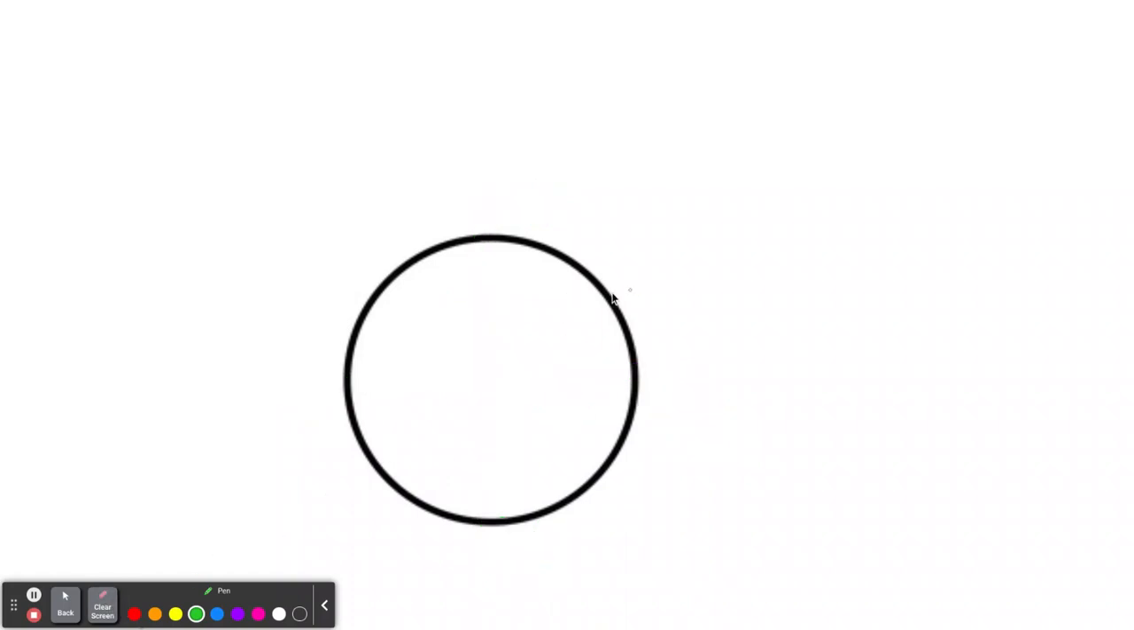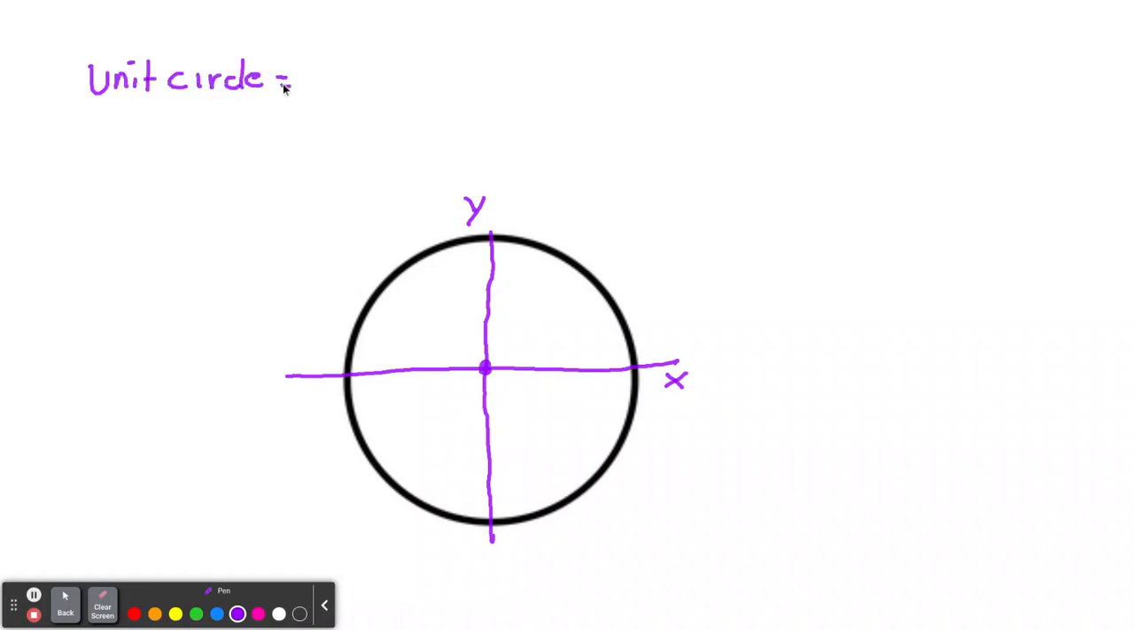Let's make another one. This time we'll make it a little more purple. All right, we'll make a straight line there. We know that it's x. We know that is y. And there's the center of the circle. Now, when we're dealing with unit circles, we need to know radians.